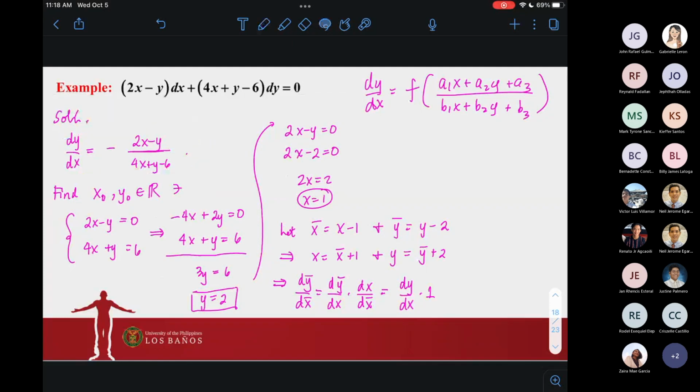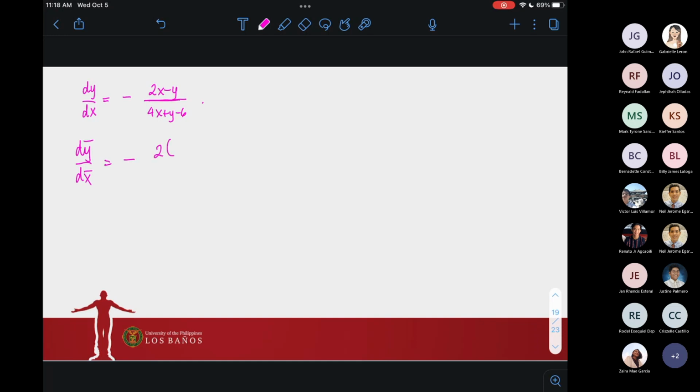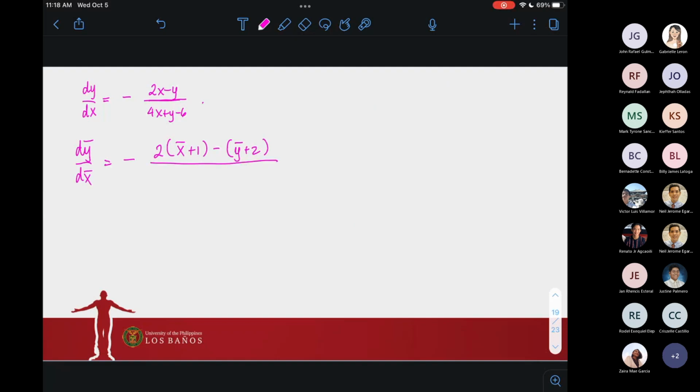So copy ko lang to. You can take a screenshot now, no computations, and then I'll shift to the next page. Okay. Shift to the next page. Here's what we got. Pero I know that dy over dx is basically dy bar over dx bar by design kasi nga tinranslate lang natin yung variables. But this time we'll have negative of 2 times x is what? X is x bar plus 1. X bar plus 1 minus y, but y is y bar plus 2, all over 4 times x bar plus 1 plus y bar plus 2 minus 6.